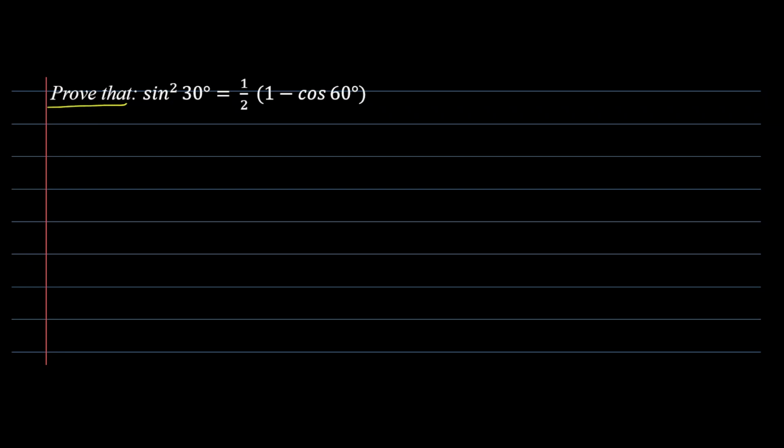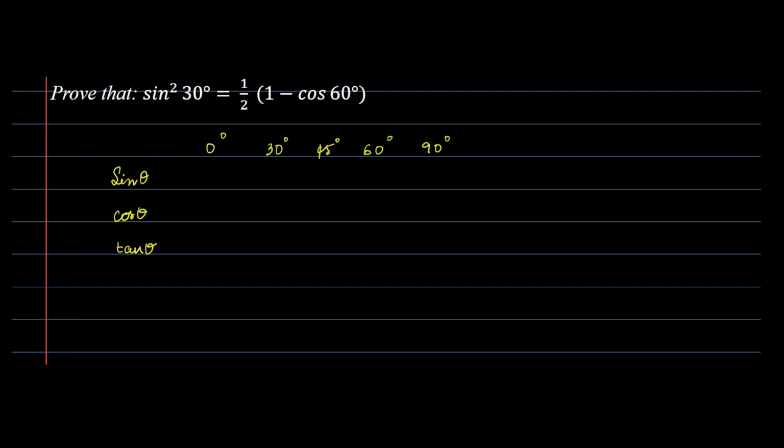Question is prove that sin² 30 degrees is equal to half of 1 minus cos 60 degrees. In order to prove this equation, let me write down the trigonometric ratios table. So we have sin theta, cos theta and tan theta, and the standard trigonometric angles are 0 degrees, 30 degrees, 45 degrees, 60 degrees and 90 degrees.